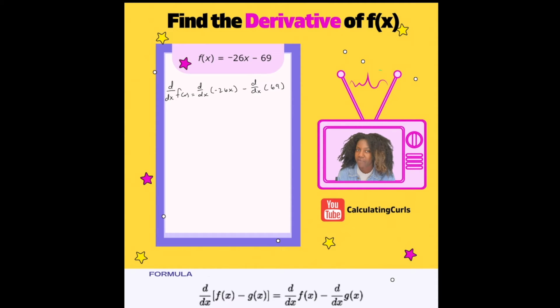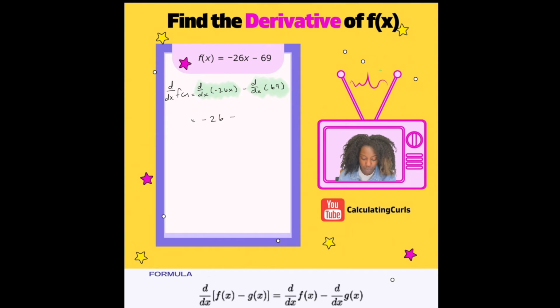Let's first talk about our first term. So the derivative with respect to x of negative 26x: if your variable has an exponent of 1, you can just drop that variable and your derivative is just the coefficient. So the derivative that we have is negative 26. And we are going to subtract that from the derivative of 69.